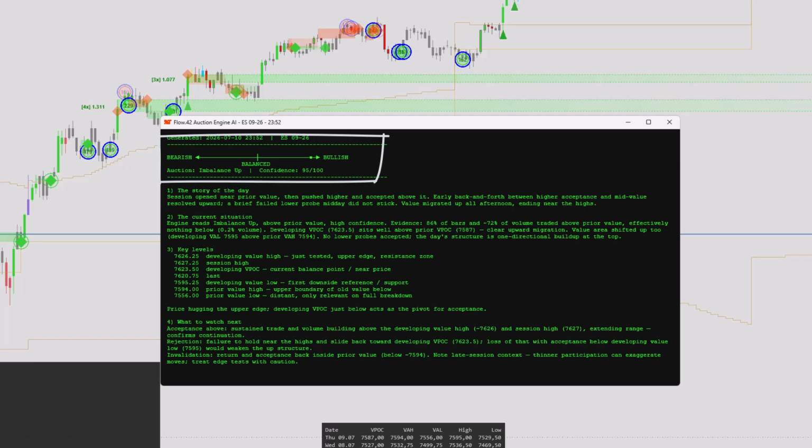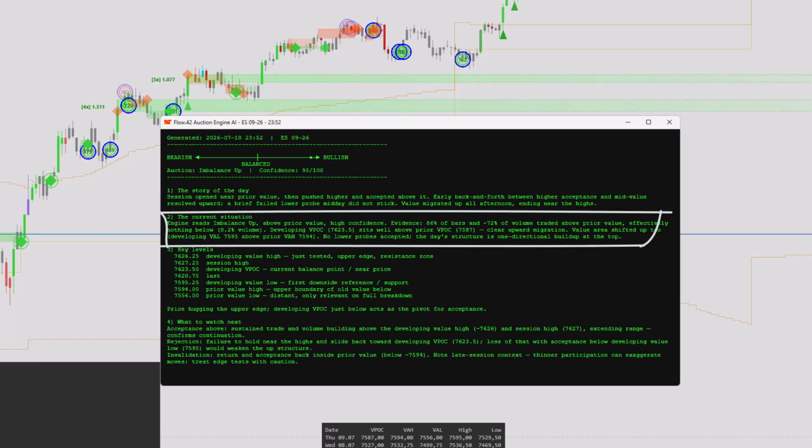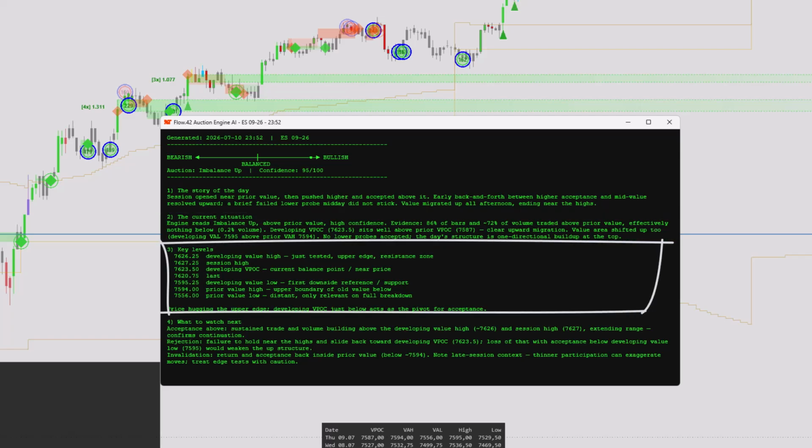Then it walks you through the current session. The story of the day, how the auction got there, the current situation with real evidence behind it, how much volume traded above prior value, where the point of control has moved. The key levels, each one with its role: acceptance floor, fair value magnet, invalidation zone.